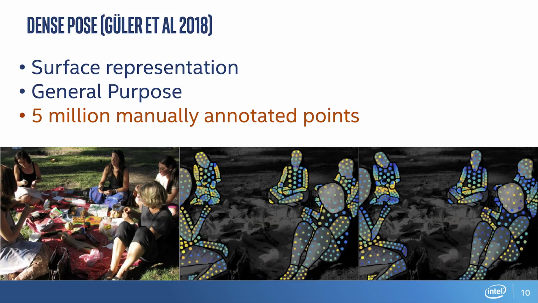And finally, we have DensePose, which is offering a surface representation of the body. This is great if we want to do texture painting onto a person or understand the contour and the way the body moves, rather than just the underlying joint positions. Again, it's a general purpose solution, and so it has to contend with challenging lighting conditions such as this picnic scene. And in order to train this technique, they actually had to annotate 5 million ground truth points on 50,000 images of people.